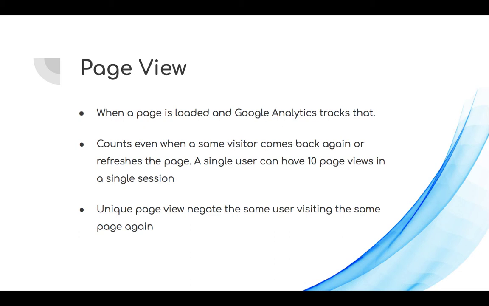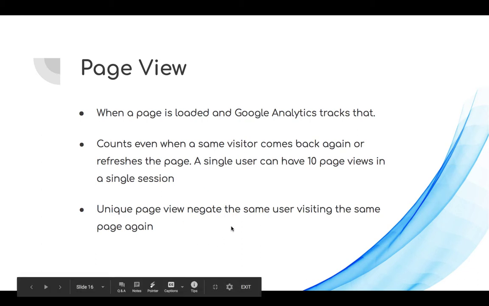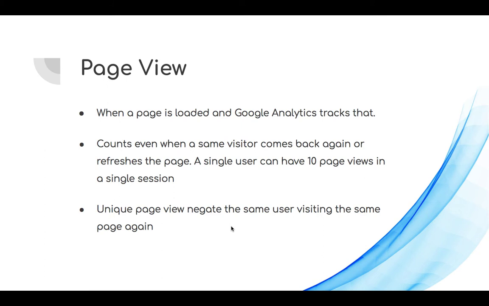Then there is a term called unique page views, which negates the same user visiting the same page again. Let's say a visitor visits your home page and then visits two other pages and then comes back to the home page. The total number of page views will be counted as 4 and the unique page views will be counted as 3 because it is the same user.